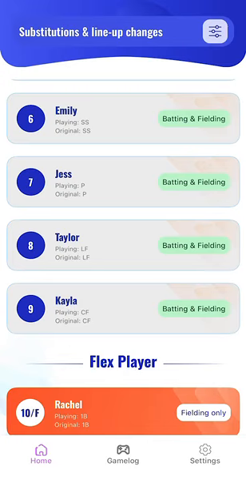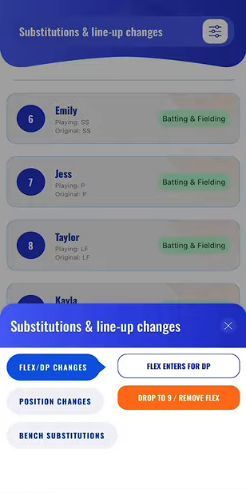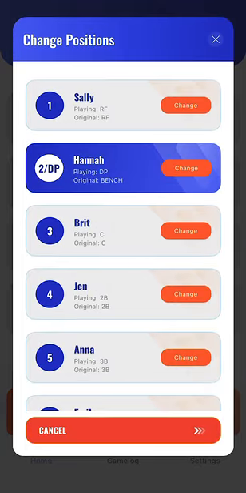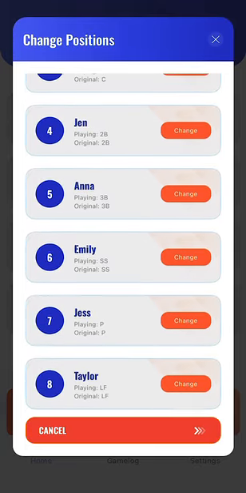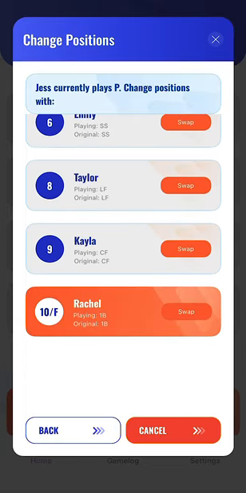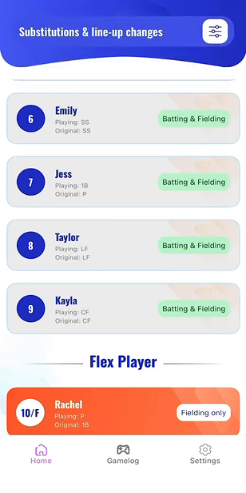Okay, so now let's say it's late in the game. This is where we want relief pitcher Rachel to be able to come in to hit. So if Jess can play first base, obviously this is easy. We just flip-flop them. We just say, hey, I want Rachel moving to pitcher, and Jess is going to play first base. So here we'll just go to position changes, change position, and we're just going to switch Jess from pitcher and Rachel at first base.